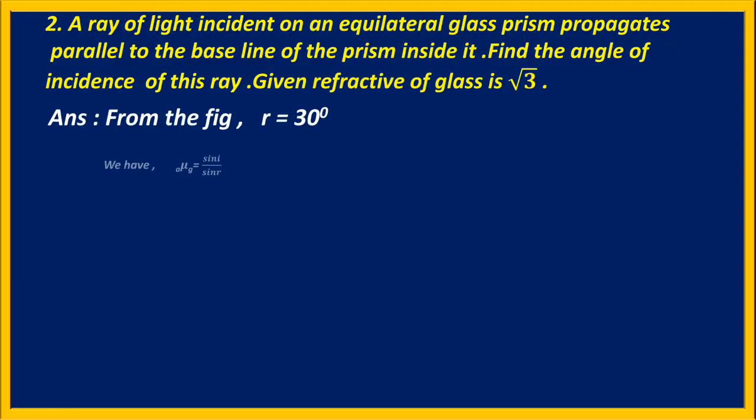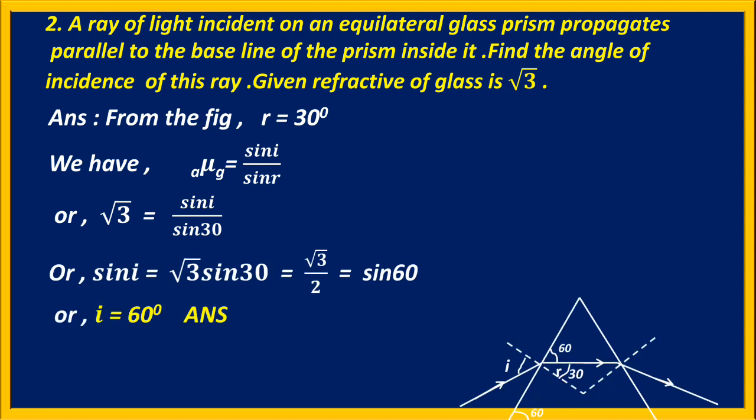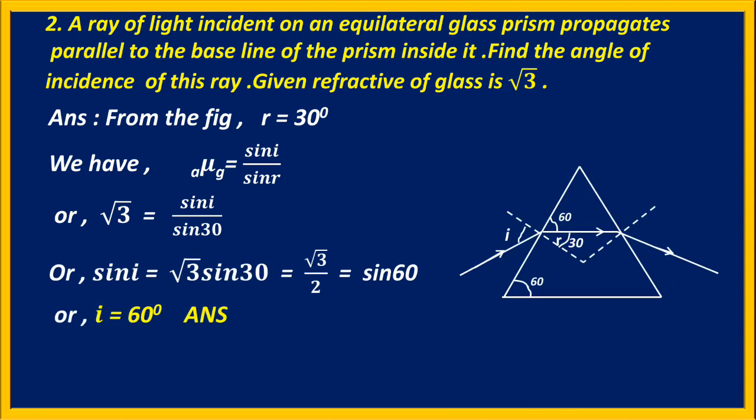Now in question number 2, a ray of light incident on an equilateral glass prism propagates parallel to the base line of the prism inside it. Find the angle of incidence of this ray. Given refractive index of glass is root 3. So here from the figure you can see the angle of refraction R is 30 degree.